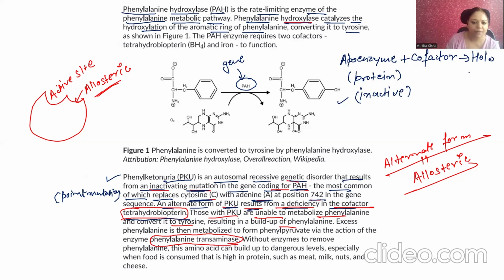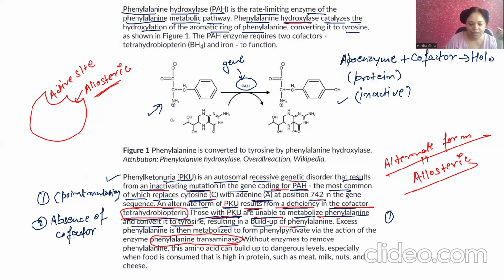Simple. Now, those with PKU are unable to metabolize phenylalanine and convert it to tyrosine, resulting in a buildup of phenylalanine. So far they have given only two ways in which the enzyme PAH is not going to work. First, they have given the point mutation. Second, they have given absence of cofactor, right? In both ways, the enzyme will not work, and definitely your substrate concentration will go up, right?